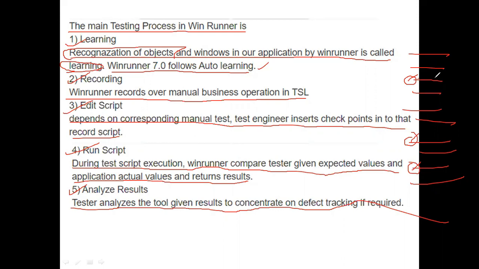The run script: during the test script execution, WinRunner compares the tester-given expected values and the application's actual values and returns the results. When you run the script, you compare the expected values with the actual values. And based on that, the last step is to analyze the results. The tester analyzes the tool-given results to concentrate on defect tracking if required. So based on these results, you compare the results, and based on that, you find the defects of your software.